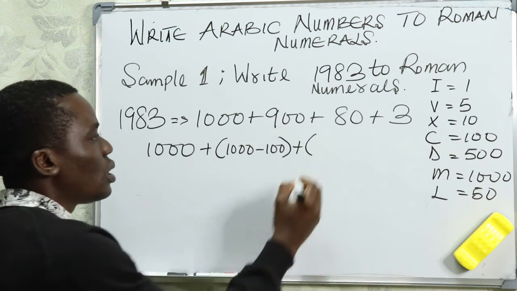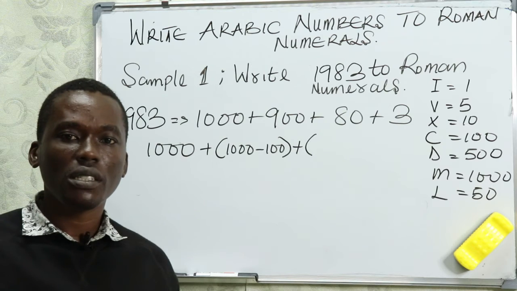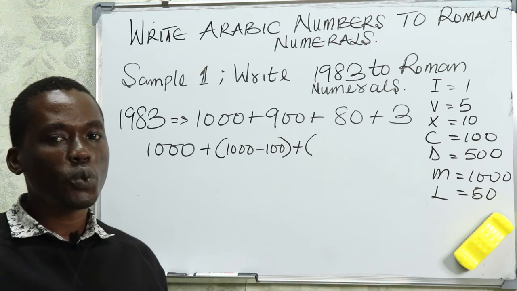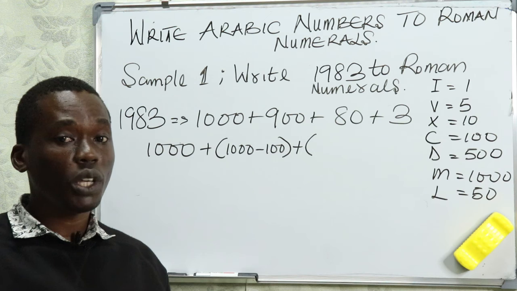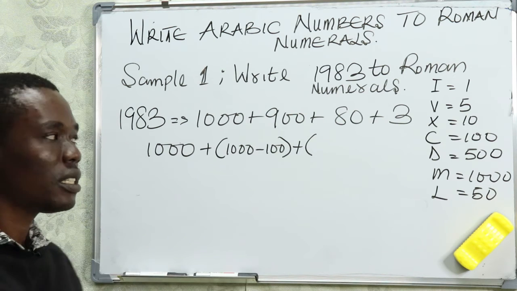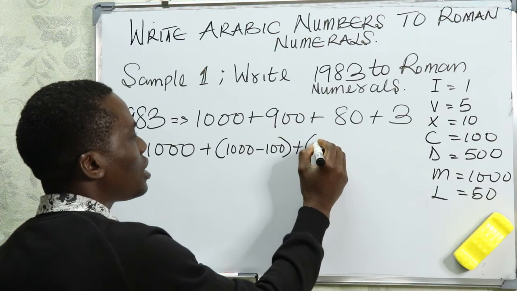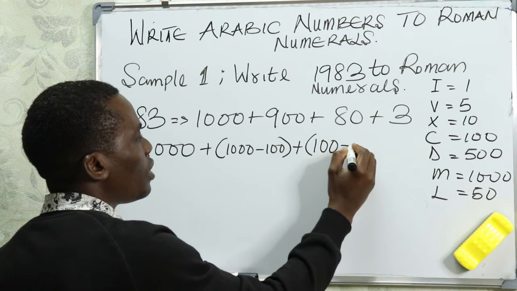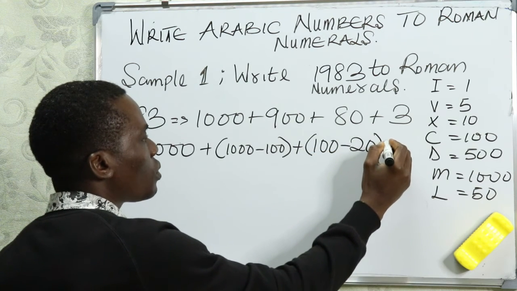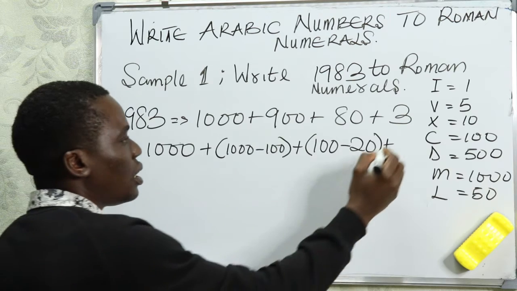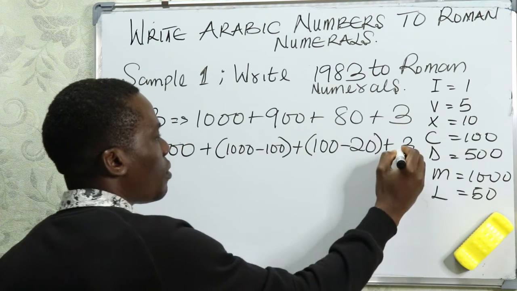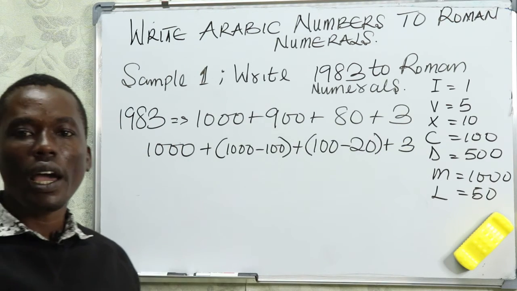100 will give us our what? 900. Plus, now how do we have 80? Now it's either we subtract 20 from 100, it will give us what? 80, right? Good. So we go about doing that. 100 minus 20 will give us 80, plus 3. 3 is normal. We can have our 3, which is I, I, and I.